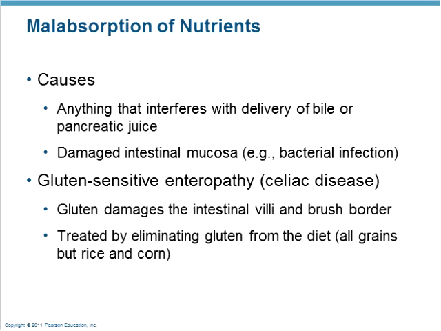Malabsorption of nutrients. The causes are anything that interferes with the delivery of bile or pancreatic juice, or that damages the intestinal mucosa through bacterial infection. You can have a gluten-sensitive enteropathy, celiac disease. You'll hear celiac sprue disease sometimes. The gluten damages the intestinal villi and brush border, and is treated by eliminating gluten from the diet.